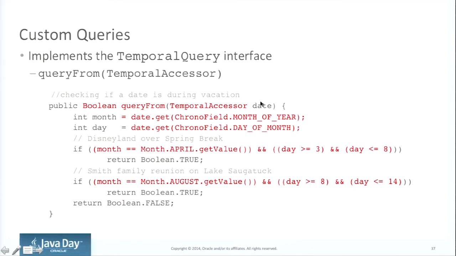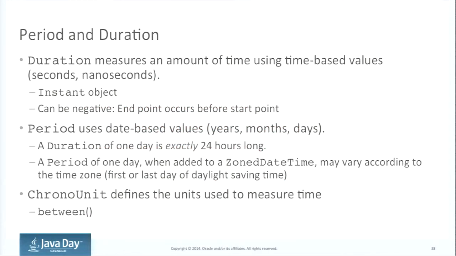Given a date, we extract the year, the month, and the day for that particular date. Very simply, I get the value of that particular month. If it's April, and if the day is between these dates, we're in spring break. Or if the month is August and it's between these two dates, I'm also in the family reunion. So that's how to do custom queries. The way to call it is the same as standard queries.